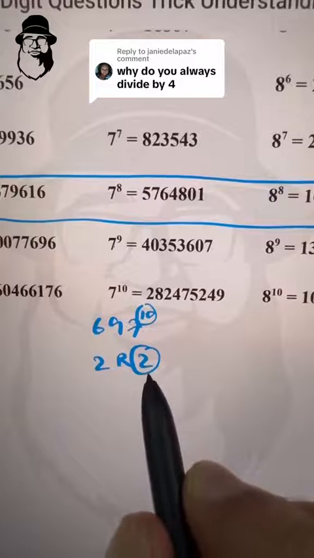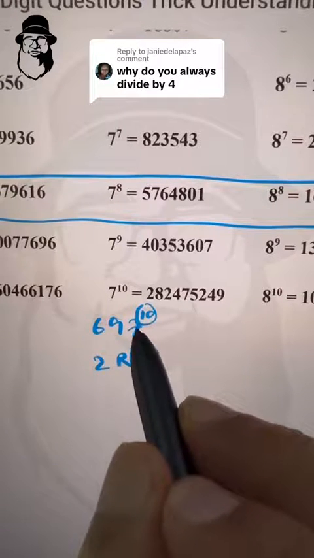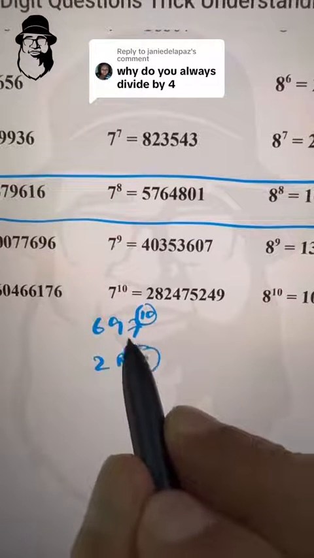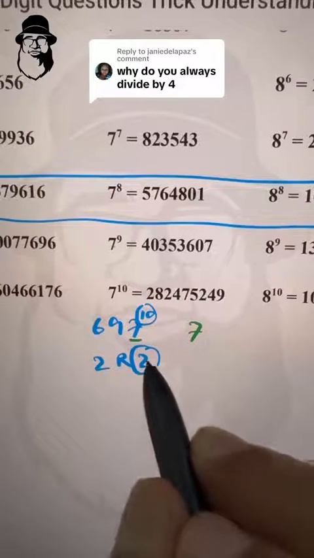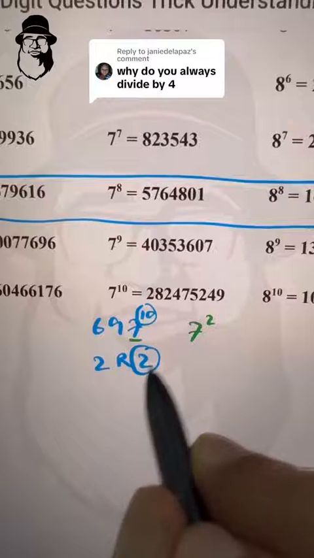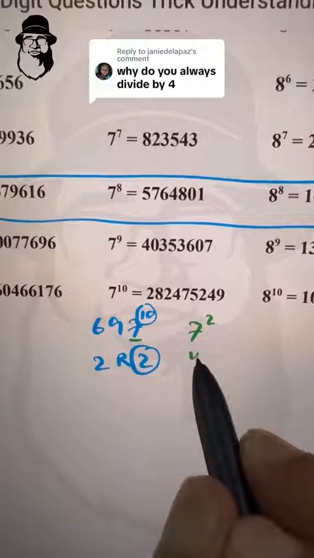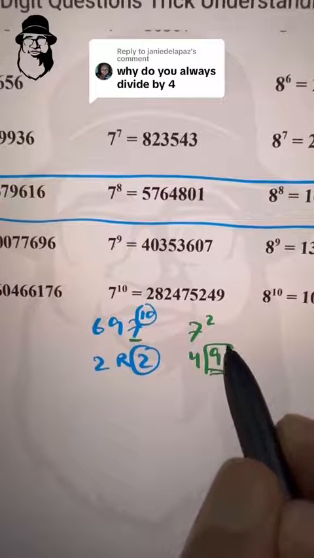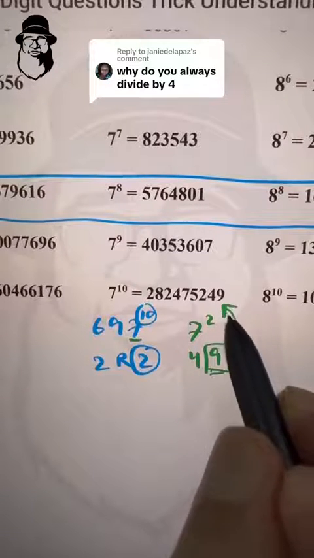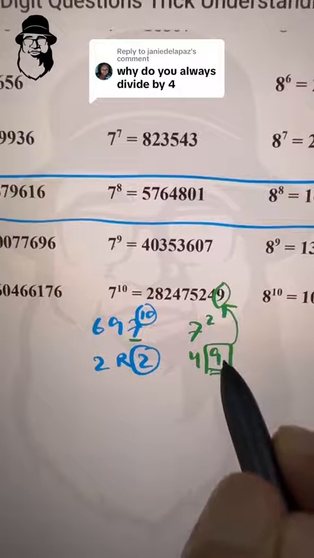So 2 is the remainder, we take that and we take the units digit of the number, that is 7, and we put the power of this remainder. So 7 squared is 49, and whatever the units digit of this number is, that same units digit will be the answer. You can see it's the same 9 here.